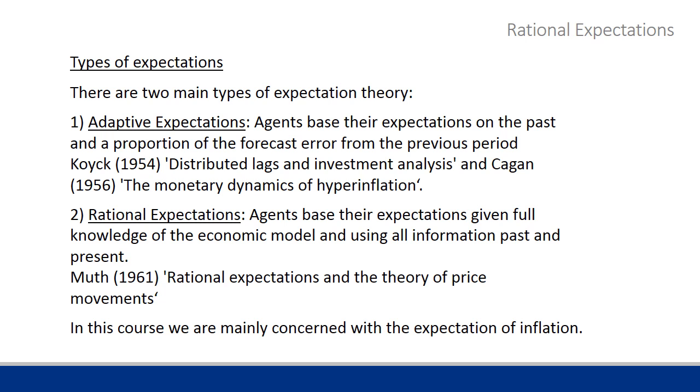Expectations can be easily split into two strands commonly taught in macroeconomics: adaptive expectations and rational expectations. Adaptive expectations are backward-looking expectations. We base our decisions on past information only. So as an example, if I'm forming expectations of inflation, I think they're going to be, say, 3%. I might base that on the observation of previous inflation rates, which seems quite reasonable.